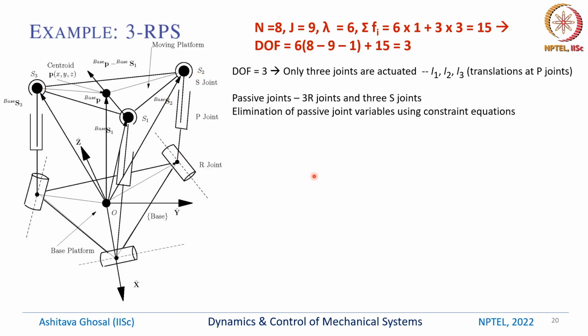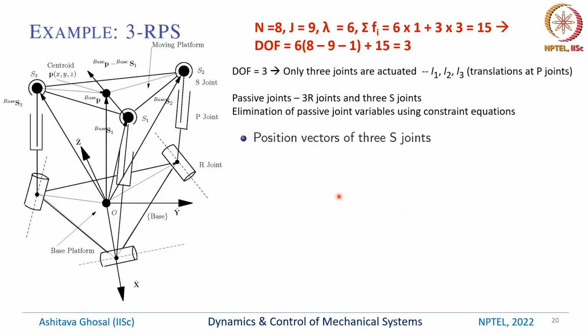So in order to solve the kinematics of this mechanism, we have to find equations which will eliminate the passive joints, and basically we need to derive constraint equations. Okay, so for example, in the 4 bar, we had seen some constraint equations earlier.